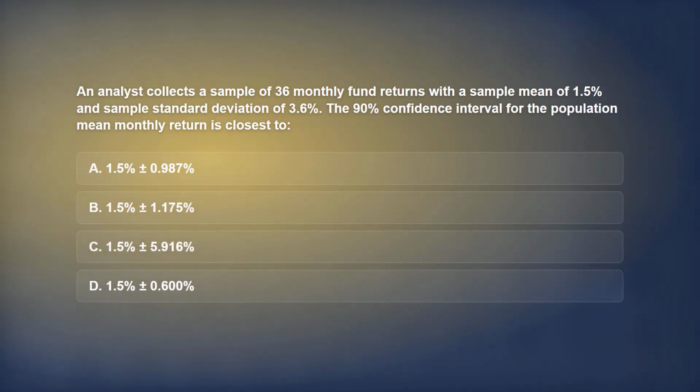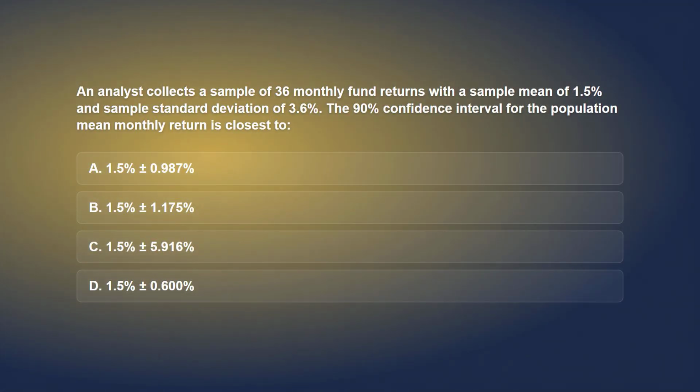Exam question 4. An analyst collects a sample of 36 monthly fund returns with a sample mean of 1.5% and a sample standard deviation of 3.6%. The 90% confidence interval for the population mean monthly return is closest to: A. 1.5% plus or minus 0.987%. B. 1.5% plus or minus 1.175%. C. 1.5% plus or minus 5.916%. D. 1.5% plus or minus 0.6%.